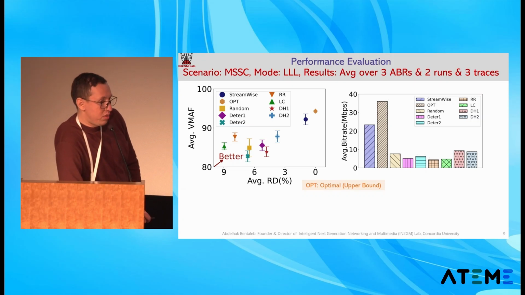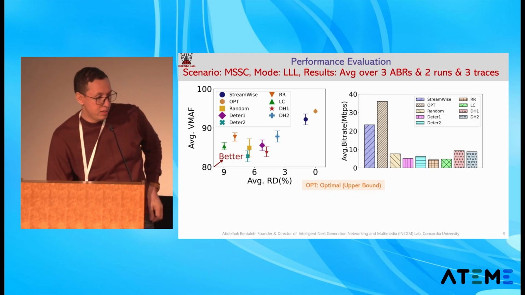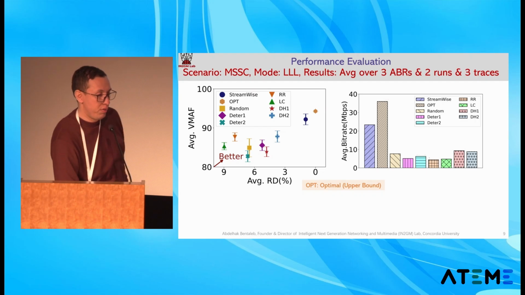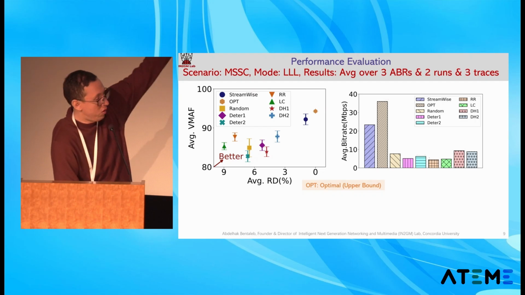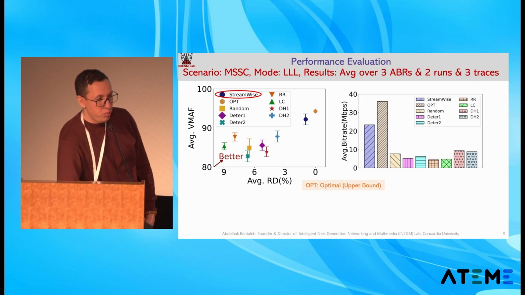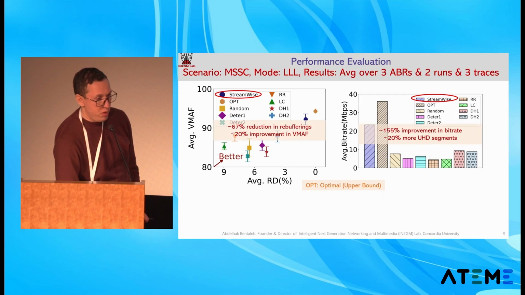As you can see, Streamwise is the blue one. On the right-hand side, we have the average rebuffering duration versus VMAF. The best one will be in the top corner. As you can see, Streamwise in blue achieves a great VMAF with less rebuffering, and it's near the optimal. The optimal is offline, based on a brute force technique. Similarly here, the bitrate is good.